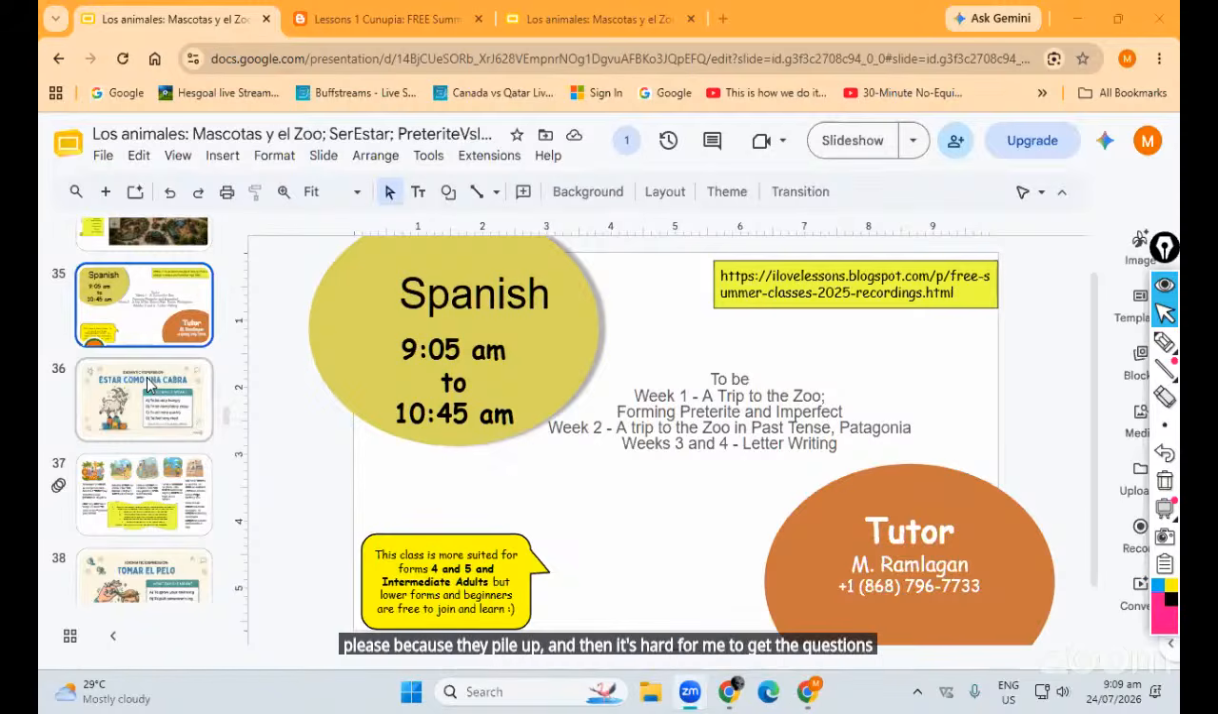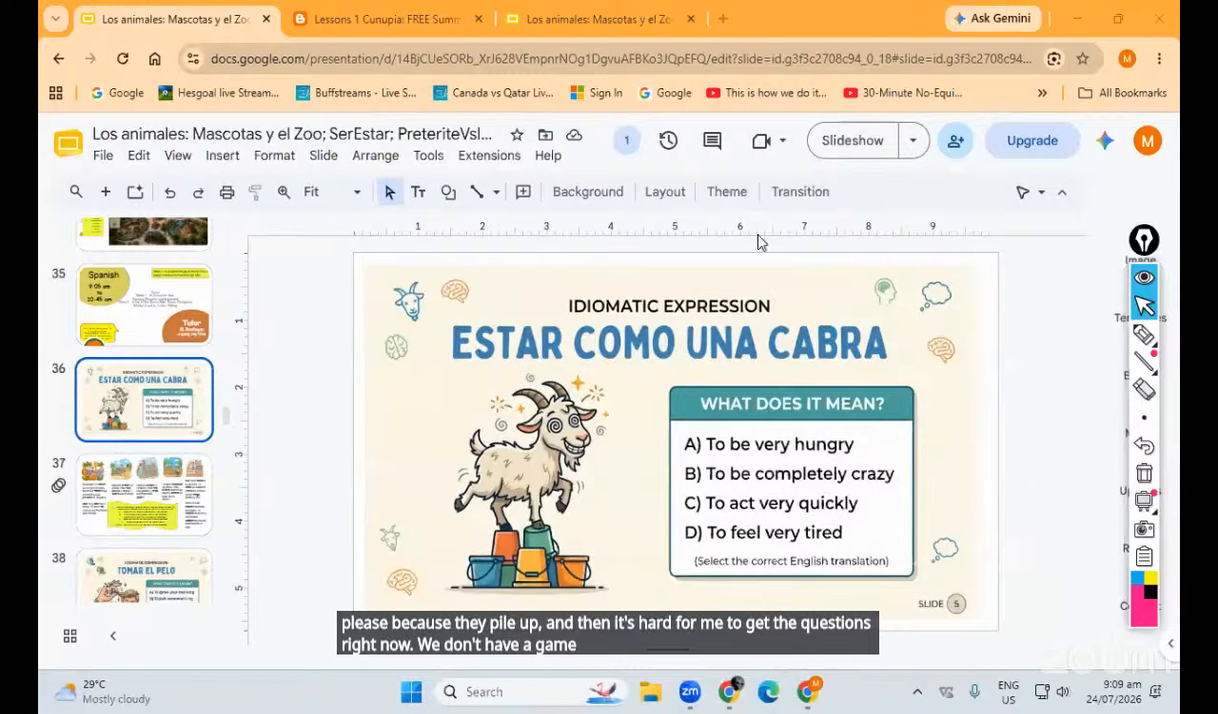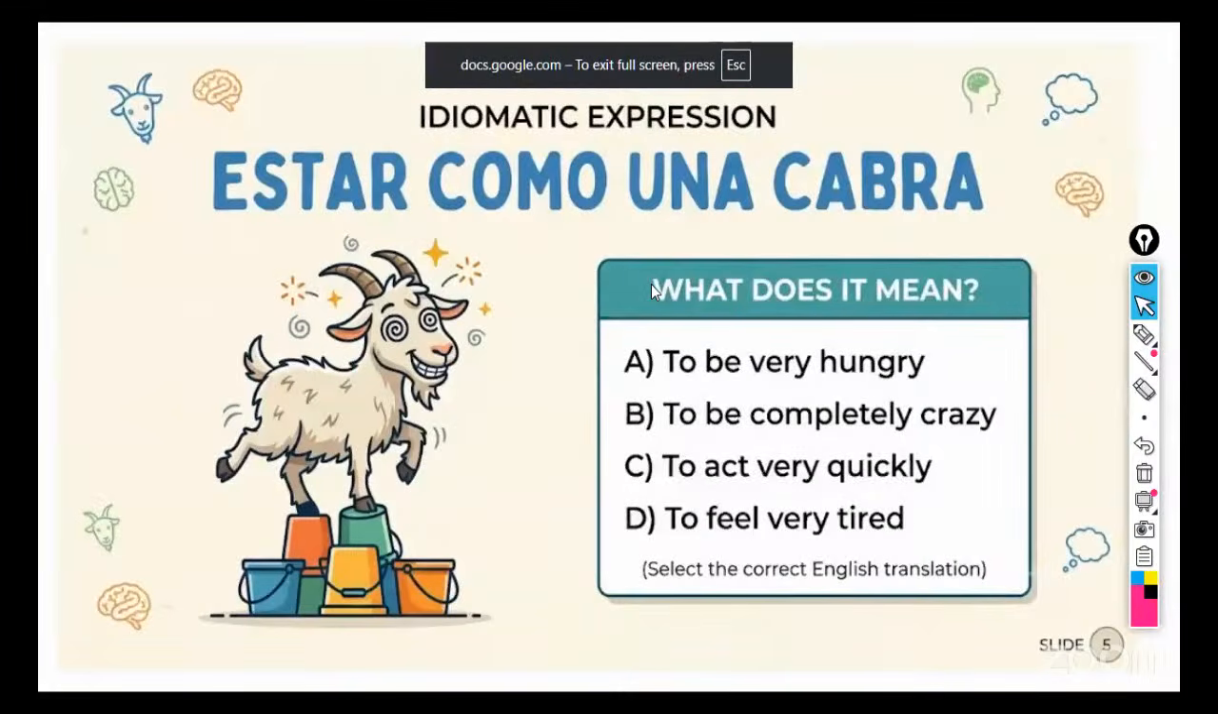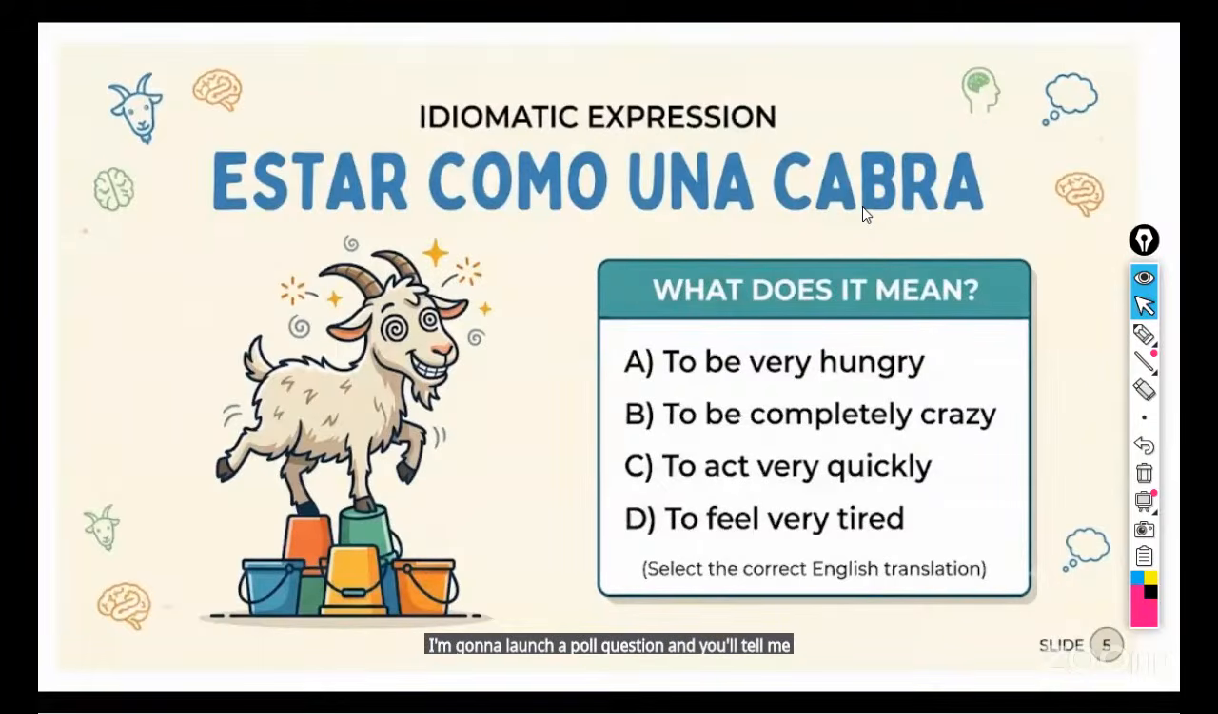Right. Now, we don't have a game, but we have these. Estar como una cabra. To be like a goat. What does it mean? I'm going to launch a poll question and you'll tell me. So you can see the poll question on your screen. What do you think it means?